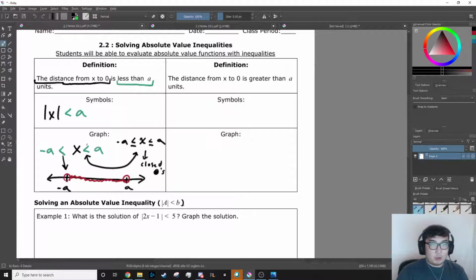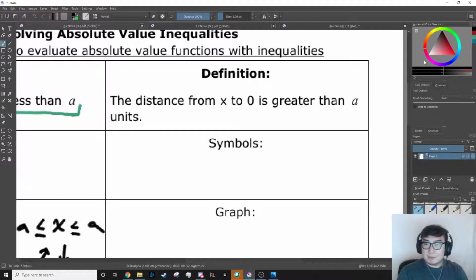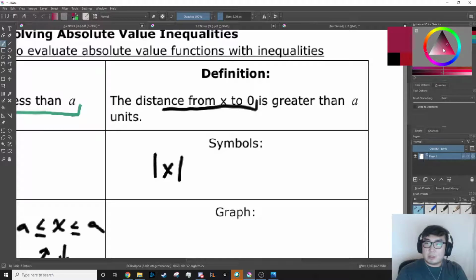Okay, that's one situation that we have, or half of the situations. Because we went over equal to and we went over less than, the last one is greater than. So the distance from x to 0, which is defined as the absolute value of x, which is from here to here, is, in this nice creamy red color, greater than a.